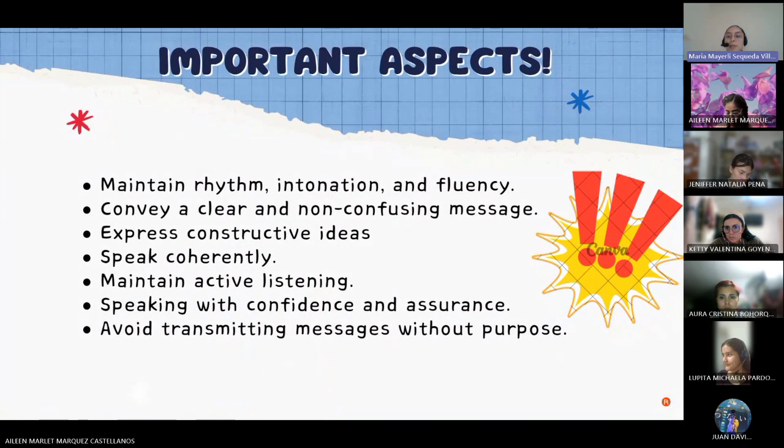Okay, important aspects in the process of speaking. When I speak, it's important to maintain rich intonation and fluency, so that the message is always clear. The second is to convey a clear and not confusing message. The third is to express constructive ideas. The fourth is to speak coherently. The fifth is to maintain active listening, speaking with confidence, and finally, avoid transmitting messages without purpose. The most important thing in speaking is always to transmit a clear message to another person, not a confusing one.